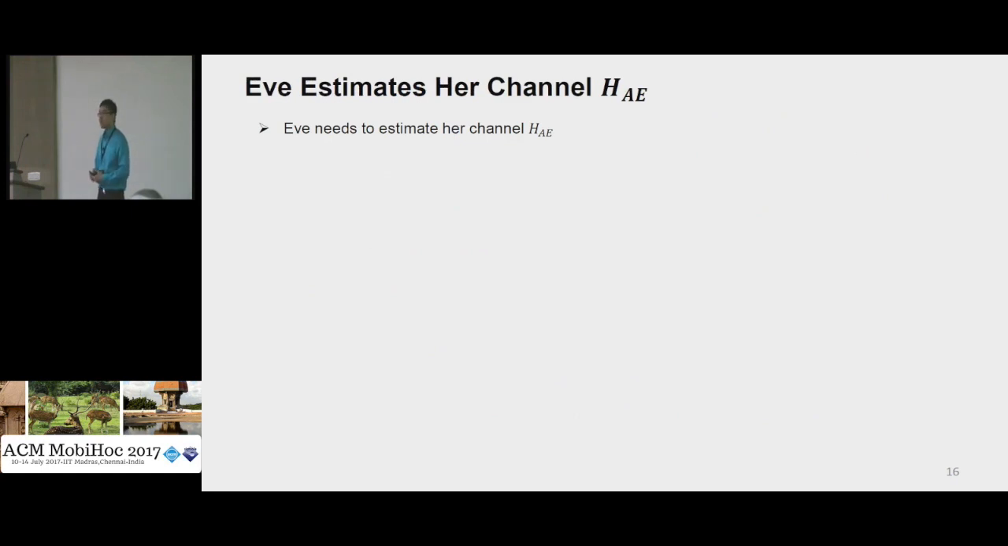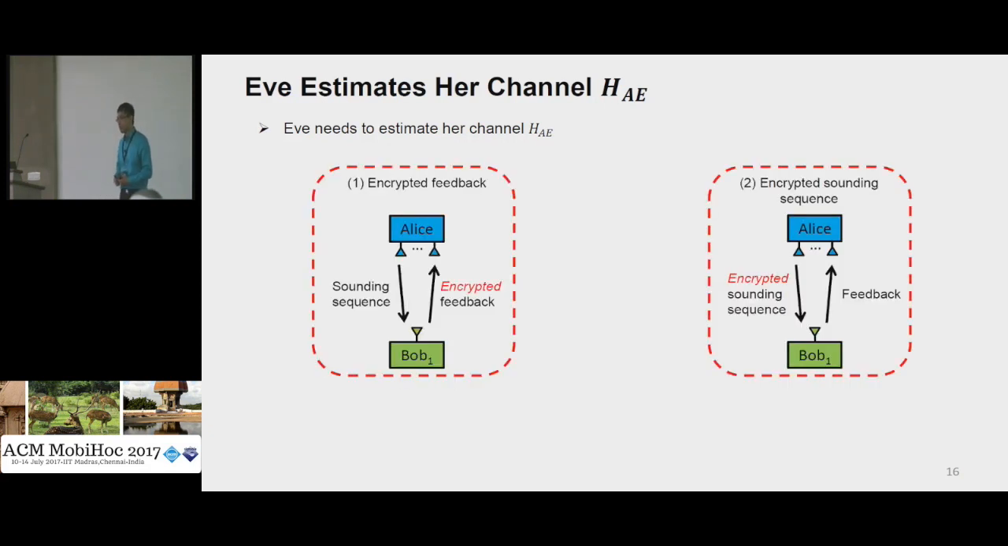And in the above analysis, I actually skipped a very important step, which is how Eve can estimate her own channel HAE. Previously, we assumed that you already know that. However, this was shown to be not that easy with different wireless network settings. As we mentioned in the threat model, we consider that explicit channel sounding is used within the network.